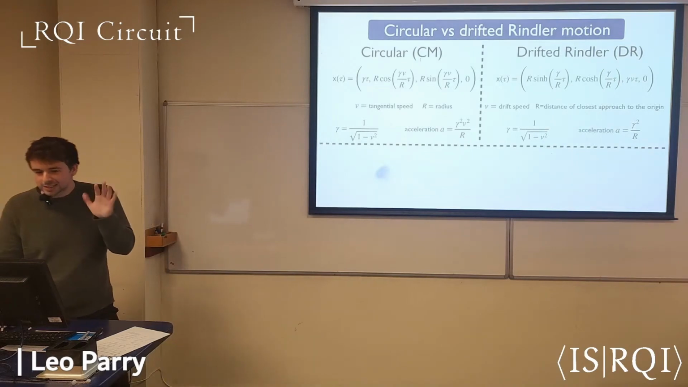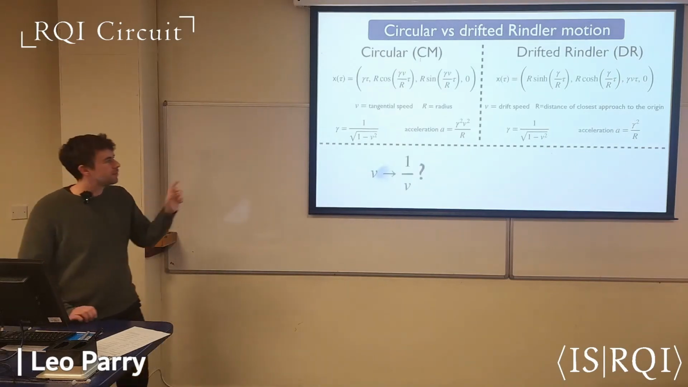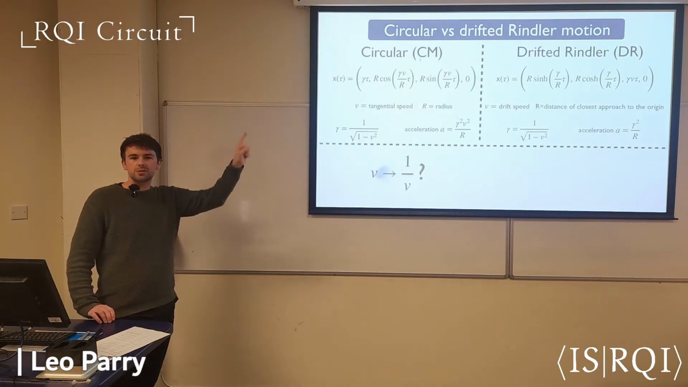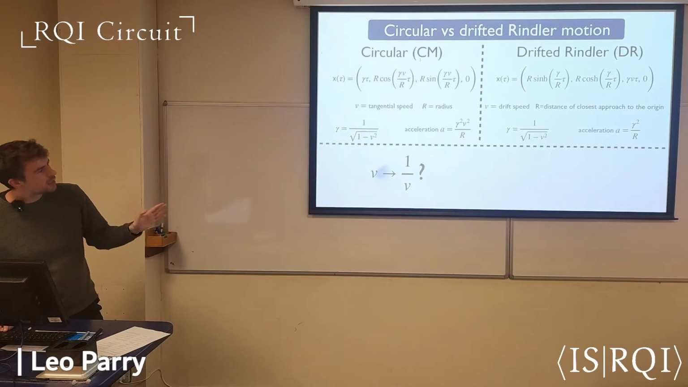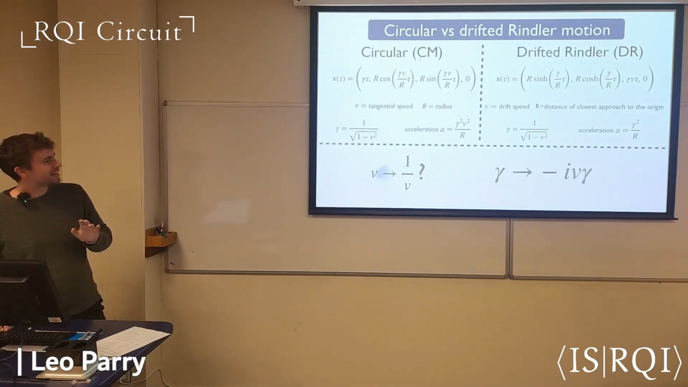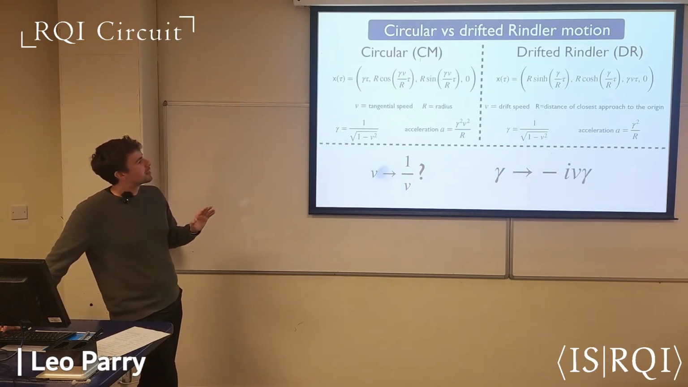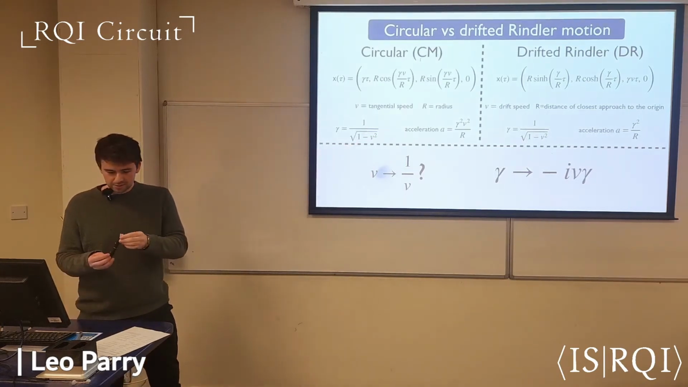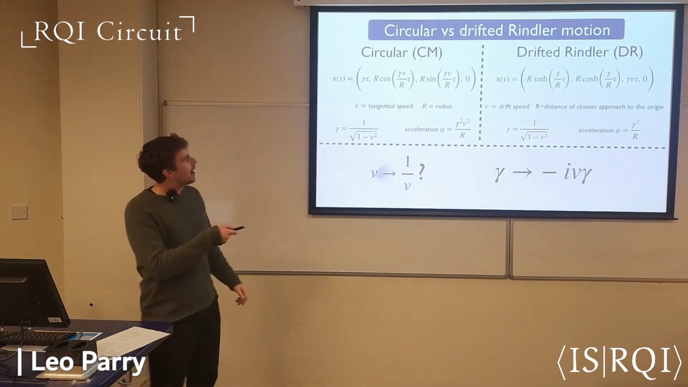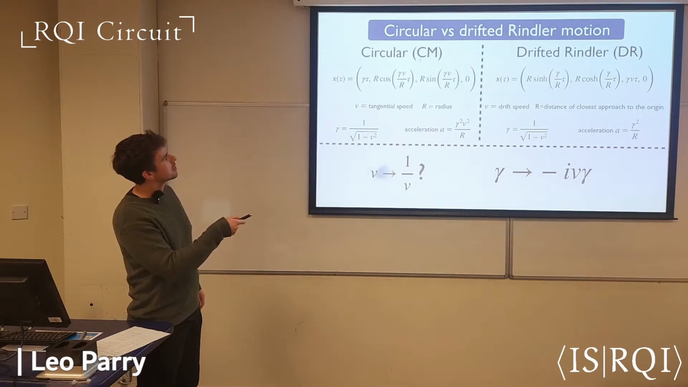So in a hand-wavy way, we can say there's something like a v goes to 1 over v duality on the level of these orbits. So if you send v to 1 over v, gamma goes to minus i v gamma. So you can see, if you take, for example, the third component of the drifted Rindler orbit, let's look at the first one first.